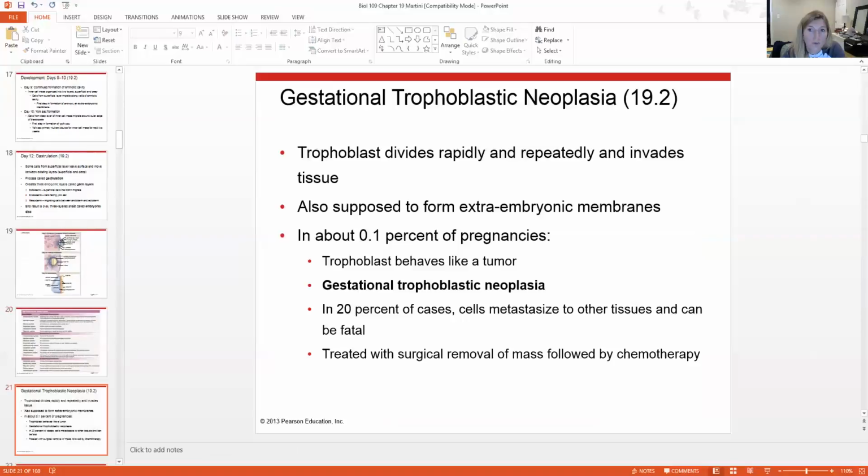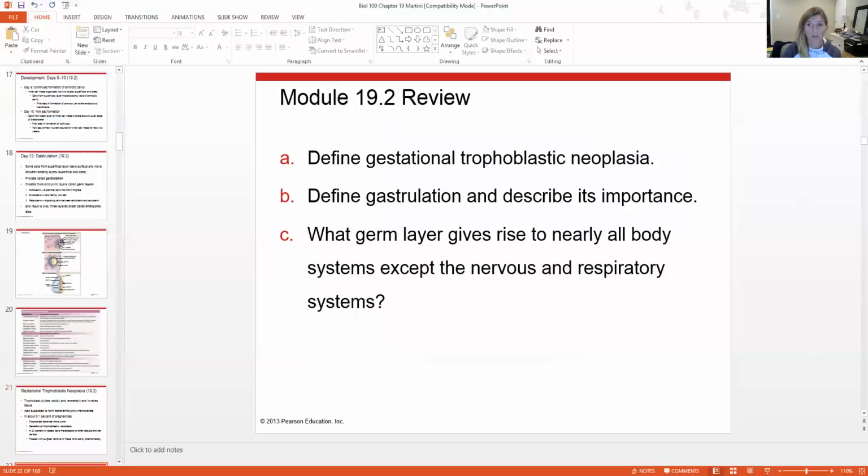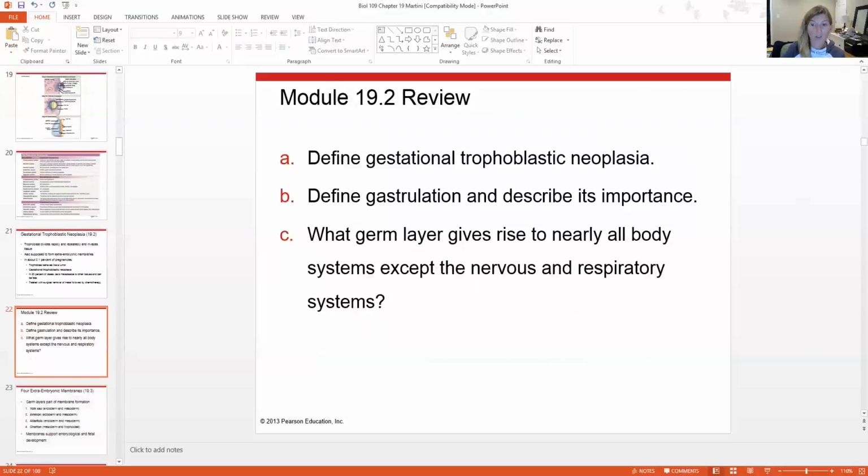Gestational trophoblastic neoplasia is a condition that occurs in about 0.1% of all pregnancies. It's when that trophoblast behaves like a tumor. In 20% of those cases, the cells will metastasize to other tissues and become fatal. Typically the trophoblast should become an extra-embryonic membrane, but sometimes it invades other tissues. So it's tissues behaving badly. You can pause the video here, go back and review this section.